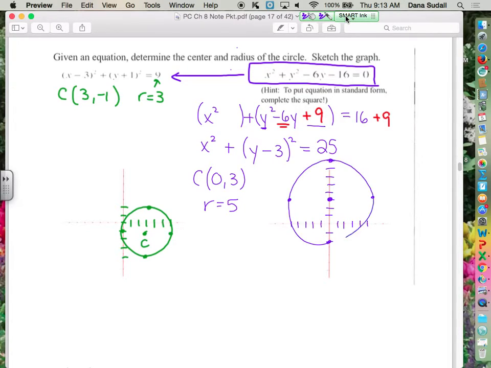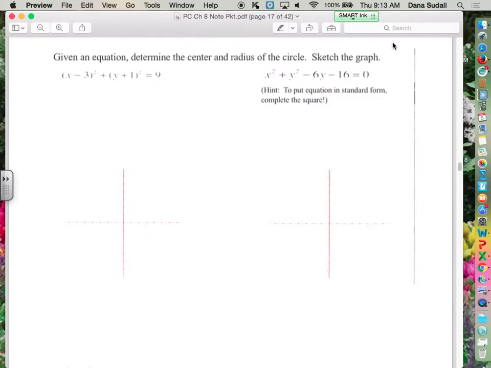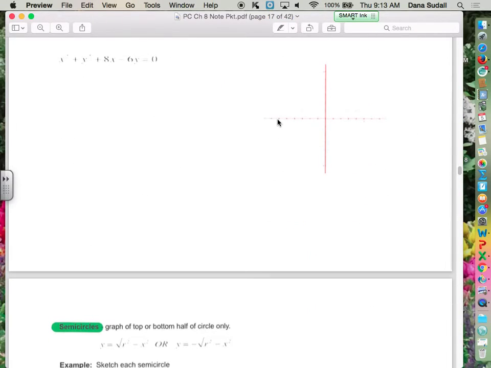That's not such a pretty circle. That's okay though. So that's kind of the idea there with the graphing. So let's do another one where you have to complete the square, because that's the trickiest part, but you will see that over and over again, so you'll get good at it.